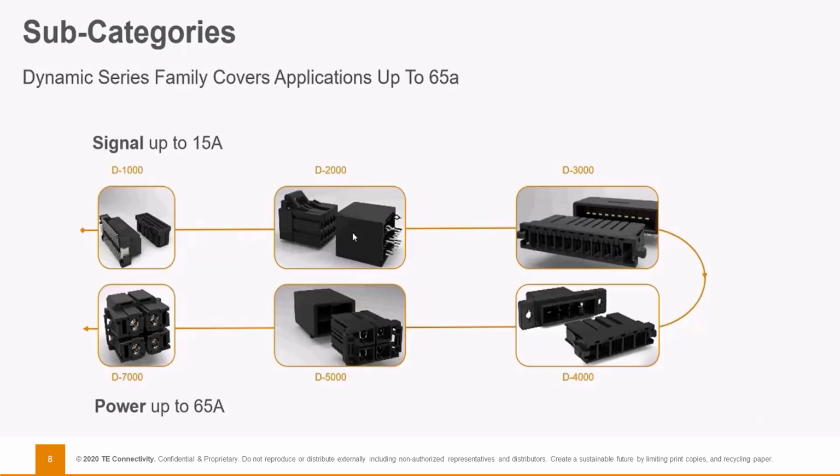Moving on to the subcategories of the dynamic series, it covers applications with signals up to 15 amperes and power up to 65 amps. The series includes D1000, D2000, D3000, D4000, D5000, and D7000. Each series has distinct features, and we will discuss them in detail shortly. Taking an overview, the D7000 series accommodates power up to 65 amps, while the D1000 series handles up to 15 amps.